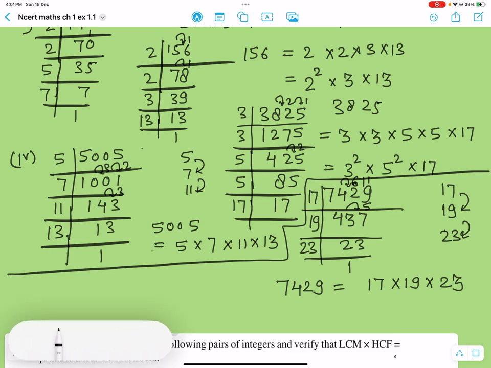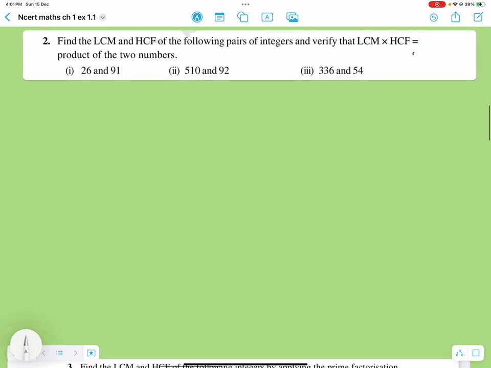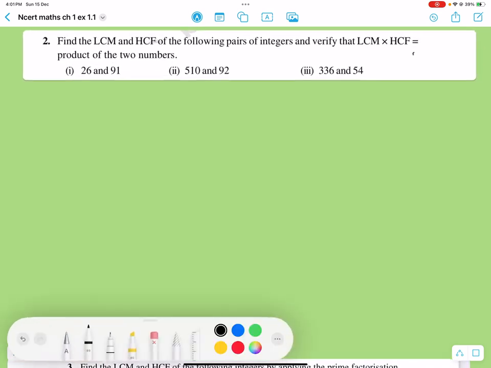Now go quickly on to the question number 2. Okay. So children, what does the second question say? Find the LCM and HCF of the following pairs of integers and verify that LCM times HCF equals the product of the two given numbers. And we have already studied that for two numbers, the product of LCM and HCF of those two numbers equals the product of the numbers itself. It is just asking us to verify that, but before that we need to find the LCM and HCF.